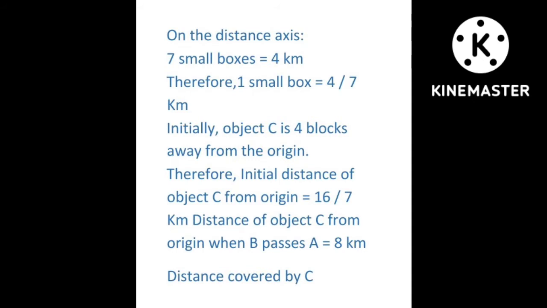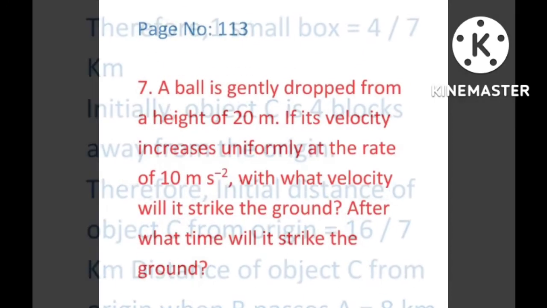When we consider the diagram, we can see that at a particular point the objects A and B meet at a single point. At the same time, we can look at object C also. So what was the reading of distance along the y-axis? We can see it as 8 kilometers. We can look straight at the y-axis, so the distance of object C from the origin when B passes A is equal to 8 kilometers.